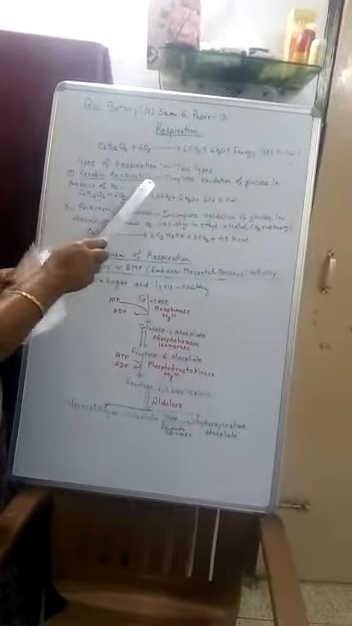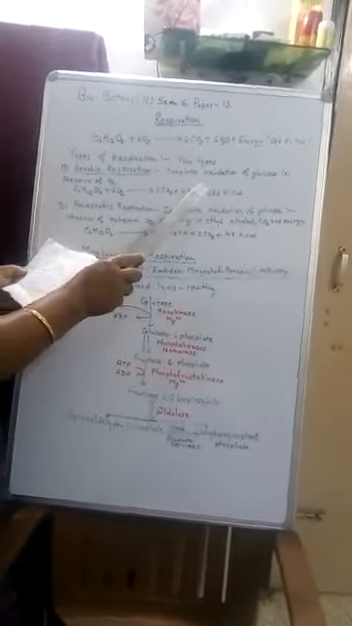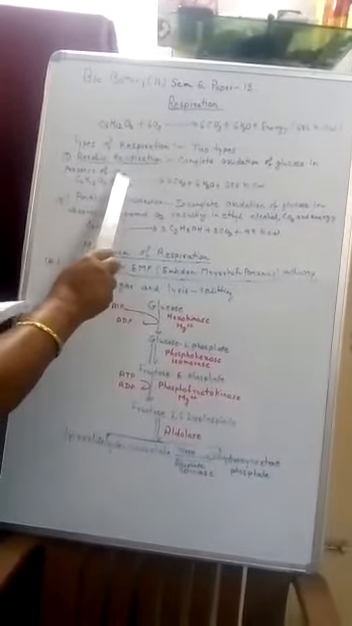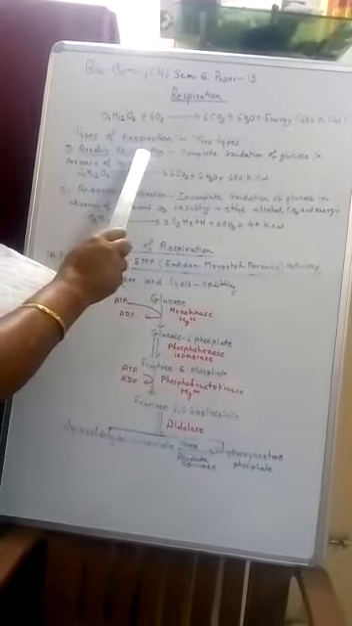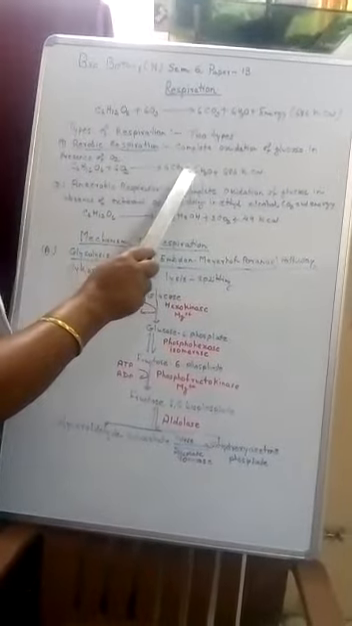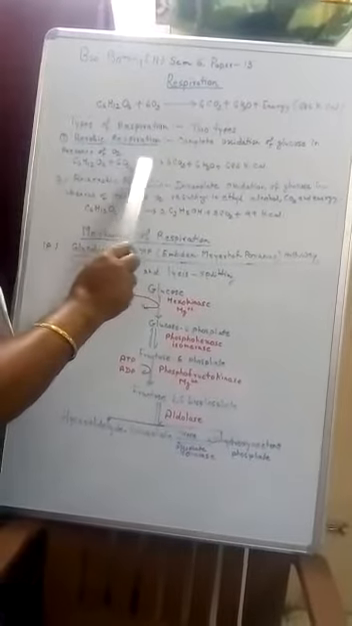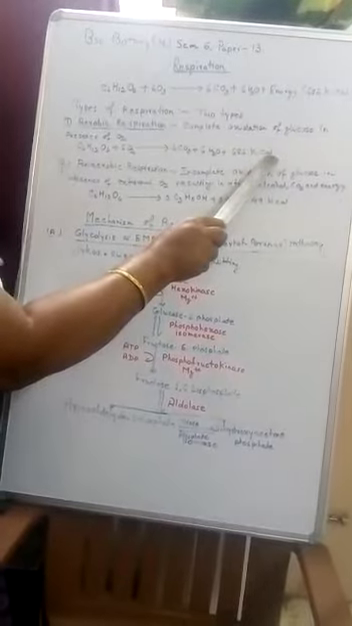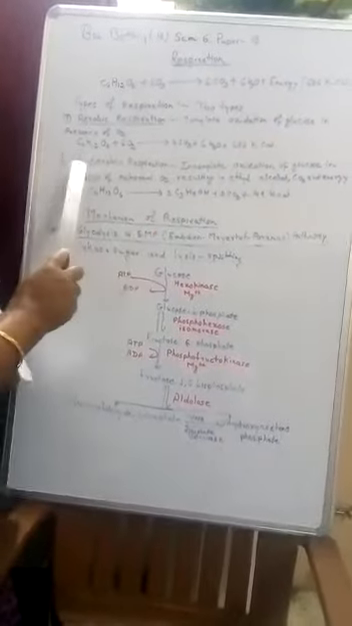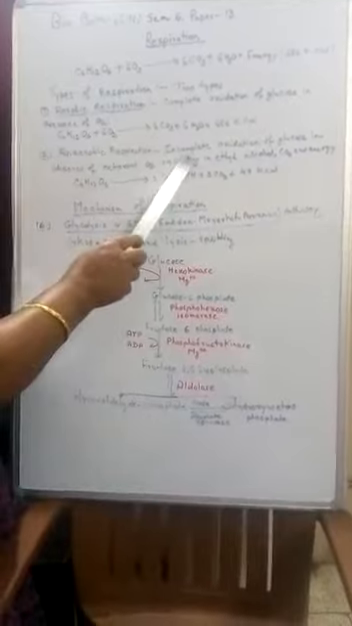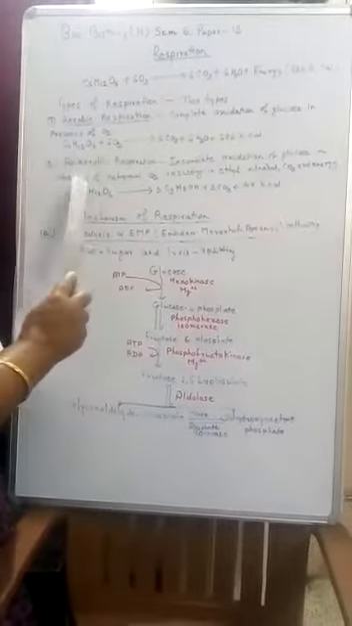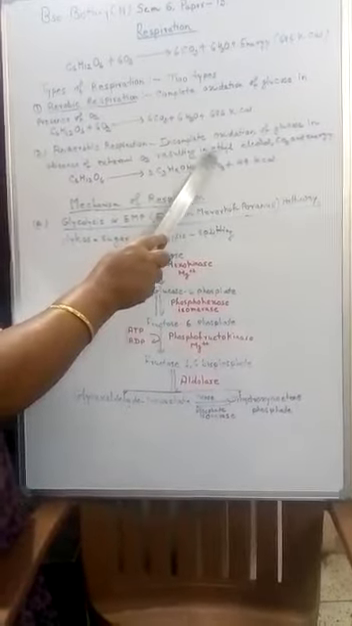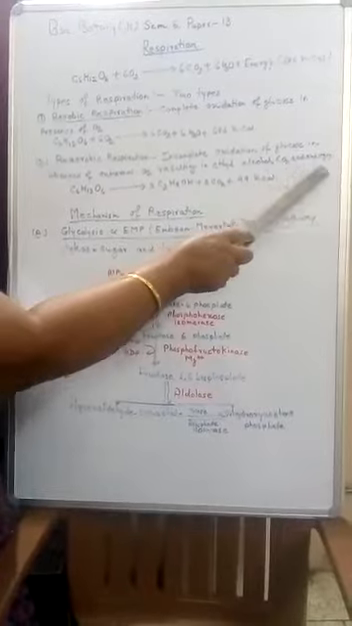First is aerobic respiration. Aerobic respiration is the complete oxidation of glucose in the presence of free oxygen, giving carbon dioxide, water, and 686 kilocalories. And anaerobic respiration is the incomplete oxidation of glucose in the absence of external oxygen, resulting in the formation of ethyl alcohol, carbon dioxide, and energy.